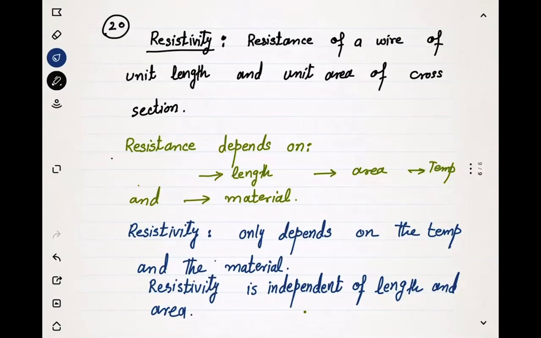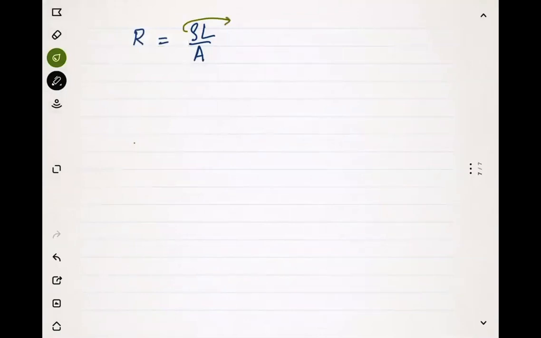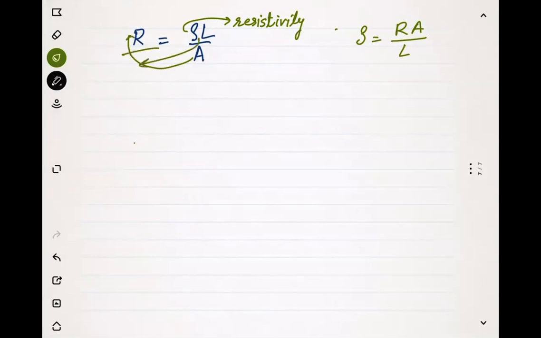Now, if we write a formula for resistance and resistivity, the formula for resistance could be written as R is equal to rho into L over A. In this formula, rho is the resistivity. If we make resistivity the subject of the formula, it would become rho is equal to R times A over L. So A will be multiplied with R and L will be divided.